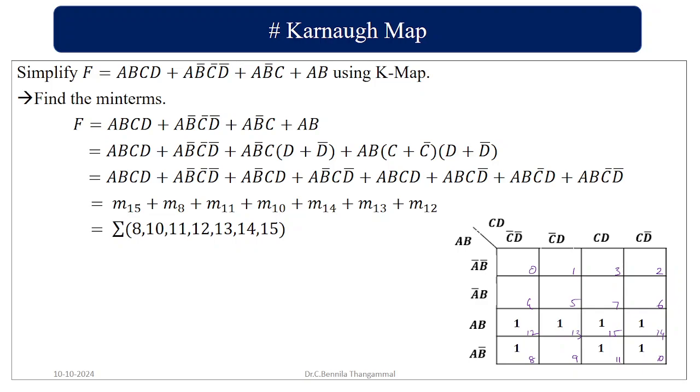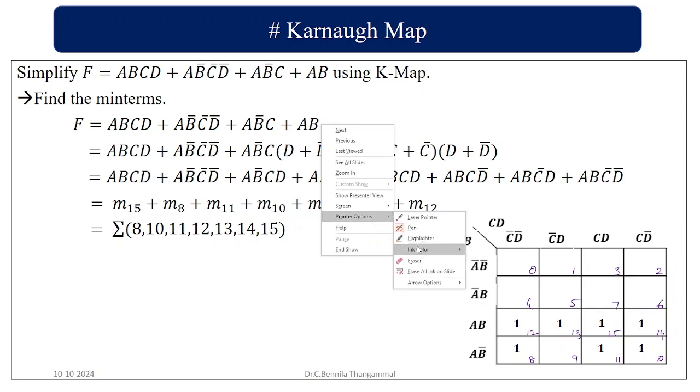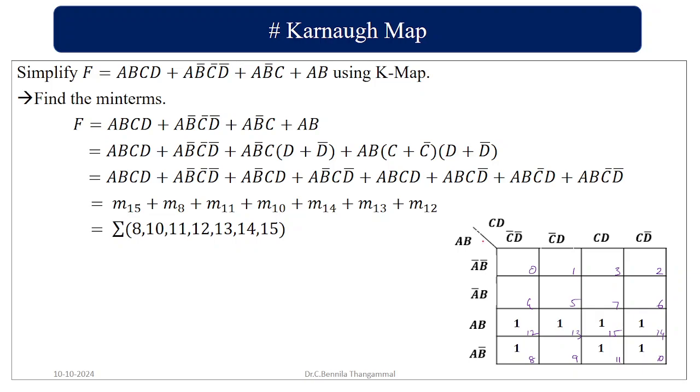Now I have to start grouping. For grouping, first we see whether an octet is possible or not. Is an octet possible? No, because it has only 7. So I have to go for a quad. I can go for this quad here. In this quad, C bar, C bar, C, C get cancelled, and D bar, D, D, D bar get cancelled. So the value is going to be AB here, right?